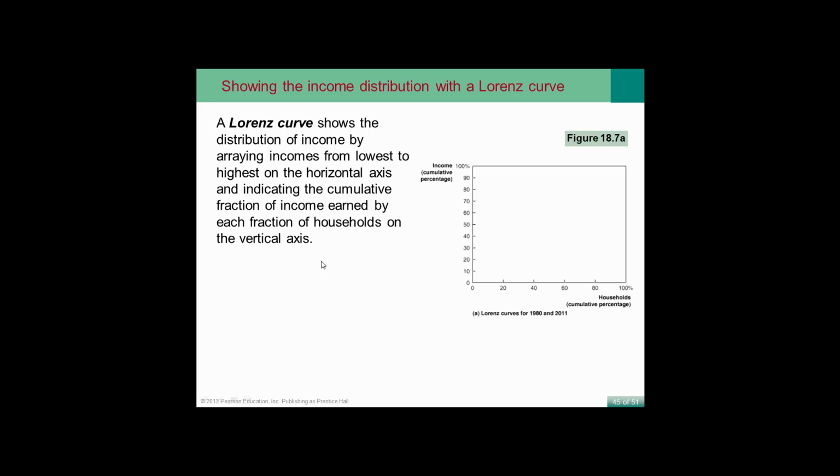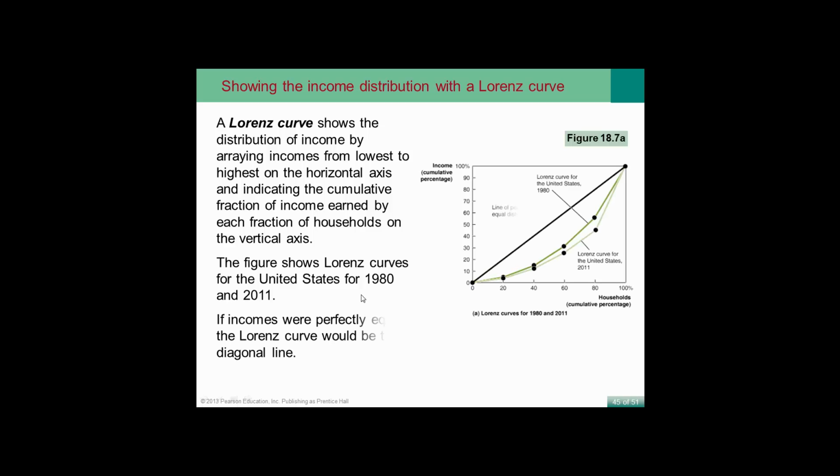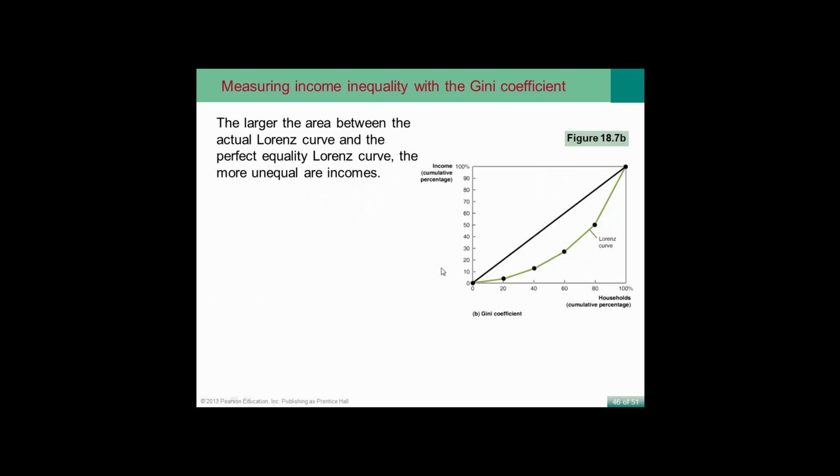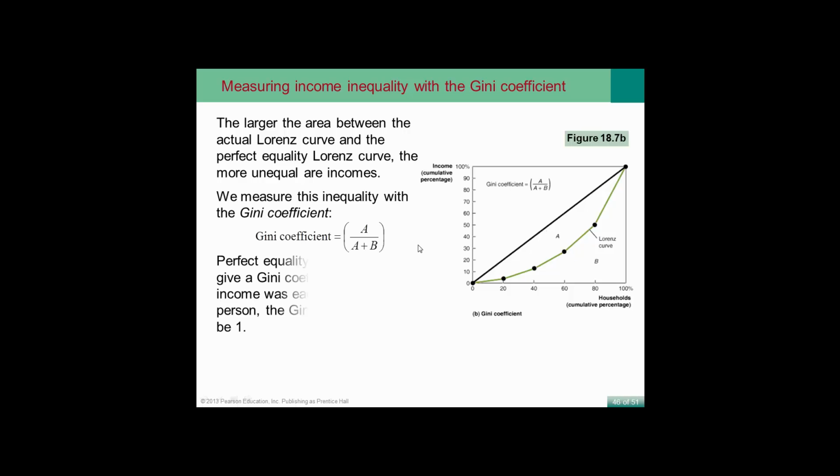The Lorenz curve shows the distribution of income by arraying incomes from the lowest to the highest on the horizontal axis. So this would be a line of perfect equal distribution. This line is the 1980s, and this line is the United States in 2011. A large area between the actual curve and the perfect curve. The larger the area here, the more unequal the incomes are.